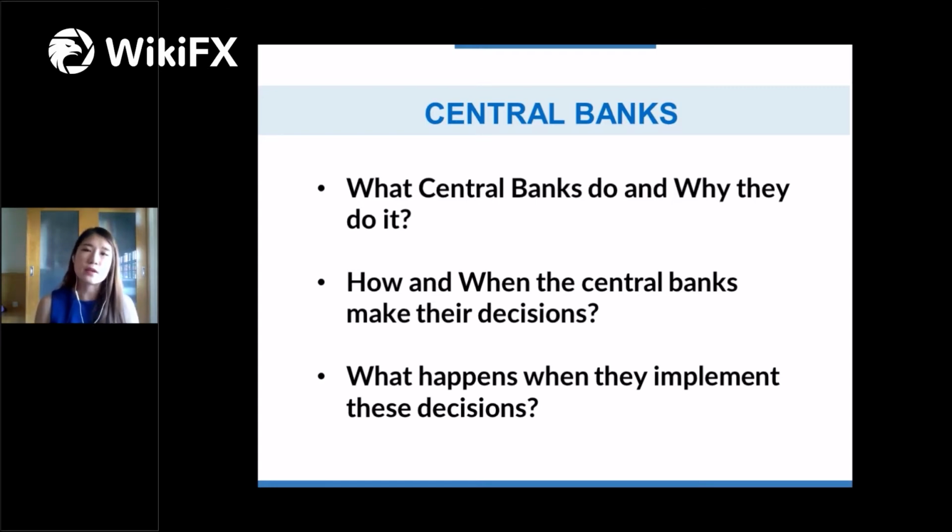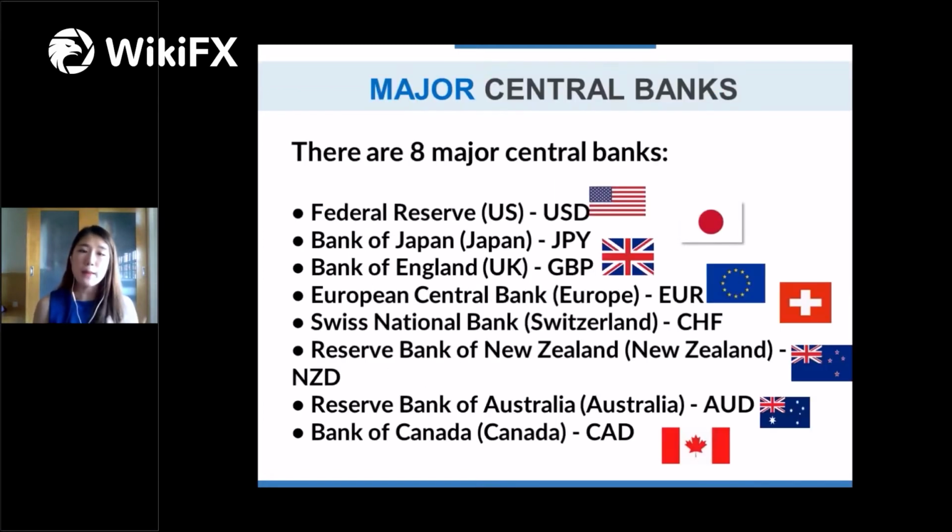But when we talk about central banks, it's not that in Malaysia it's Bank of Malaysia. It's not. Actually, we have to look at the major currencies or the major central banks, which are these 8 major central banks: the Federal Reserve in the US, the Bank of Japan, the Bank of England in the UK, the ECB, European Central Bank, in Europe, the Swiss National Bank in Switzerland, the Reserve Bank of New Zealand, the Reserve Bank of Australia, and also the Bank of Canada. So these are the 8 major central banks we have to look at.